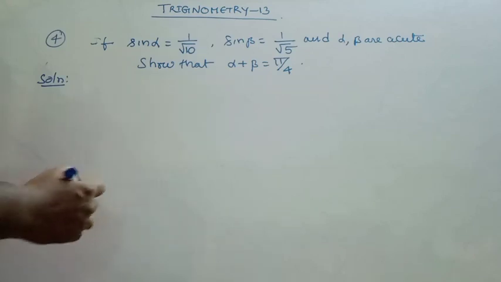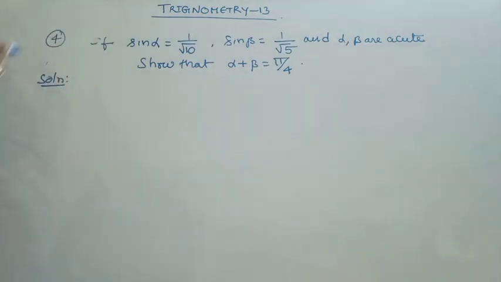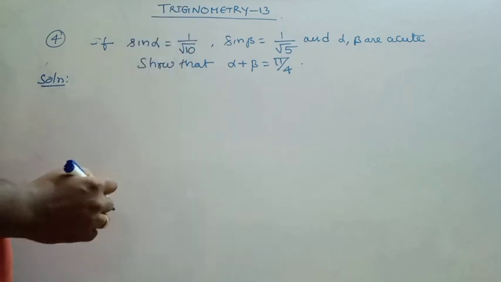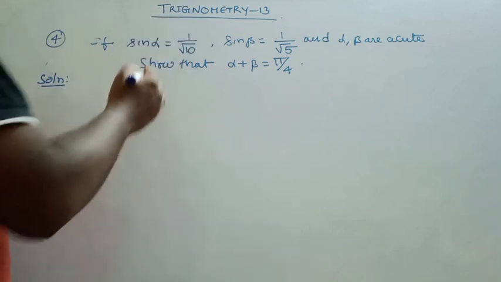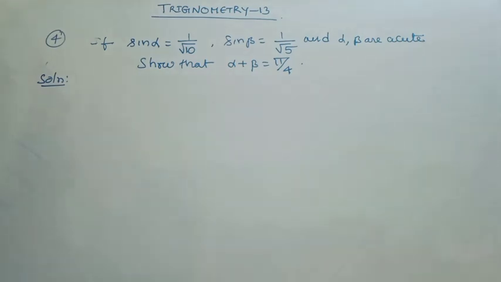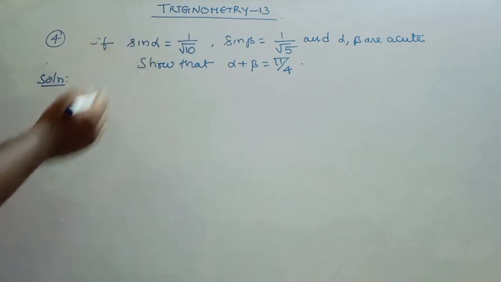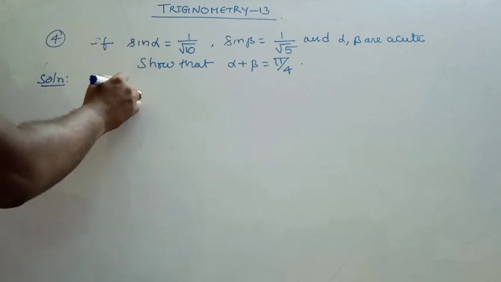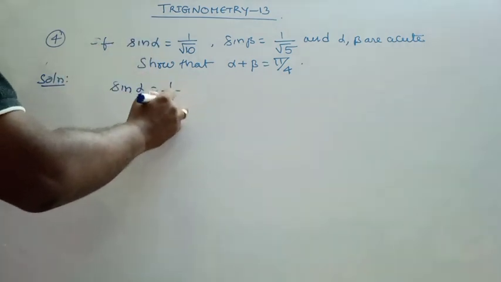Now see here the fourth problem. If sine alpha equals 1 by root 10 and sine beta equals 1 by root 5 and alpha, beta are acute angles, show that alpha plus beta is equal to pi by 4. How will we prove this particular problem? They have given that sine alpha is equal to 1 by root 10.